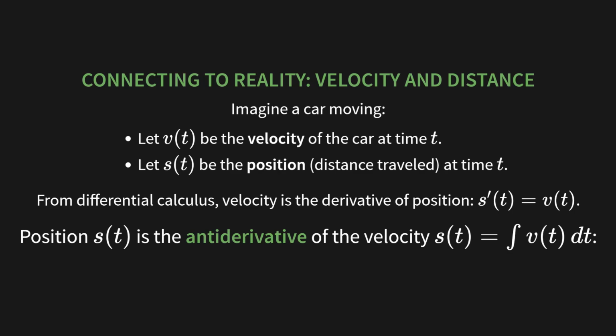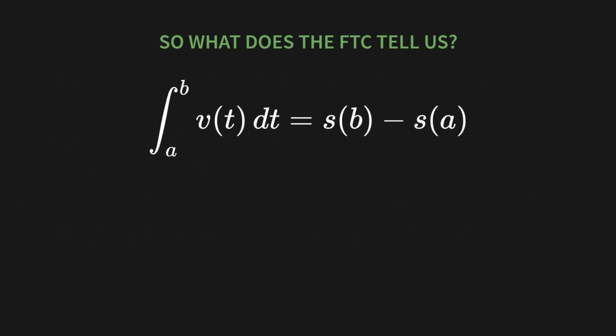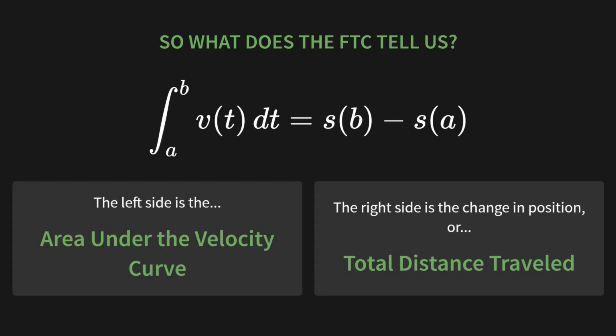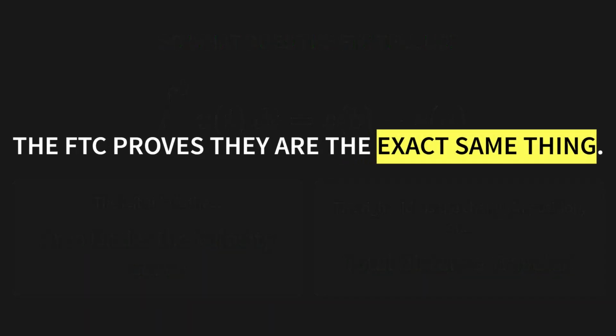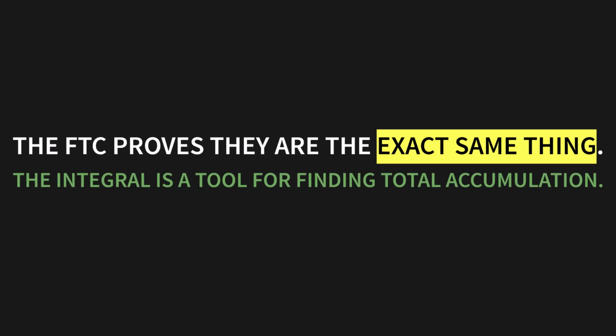So what does the FTC tell us here? The formula says the integral from a to b of v of t dt equals s of b minus s of a. Let's translate that. The left side is the area under the velocity curve. The right side is the change in position, or the total distance traveled. The FTC proves they are the exact same thing. The integral is a tool for finding total accumulation.